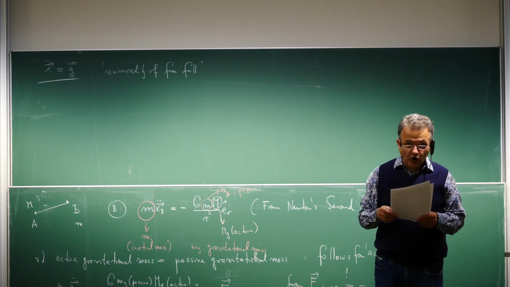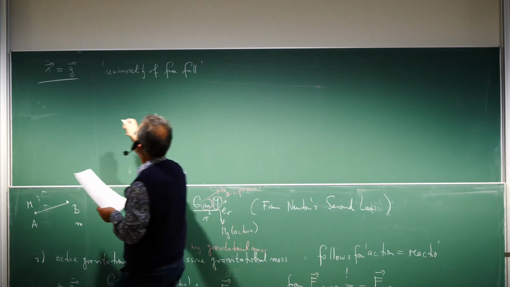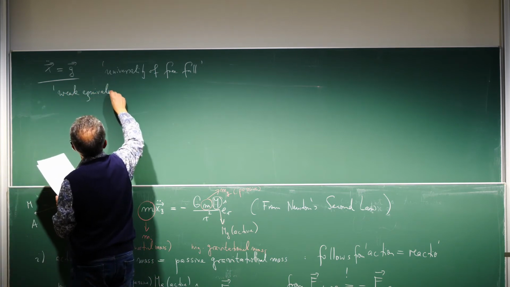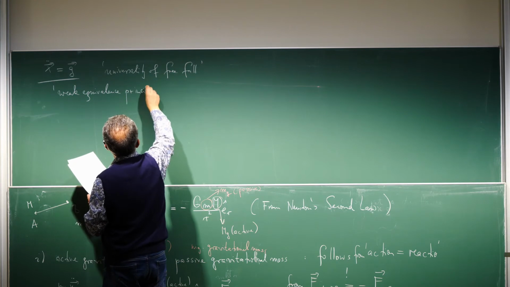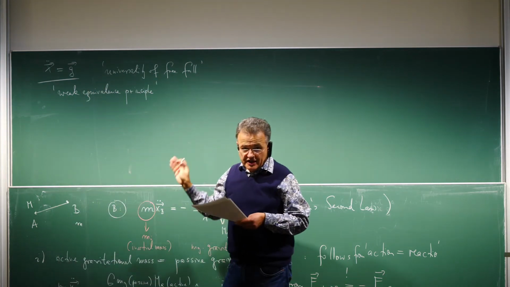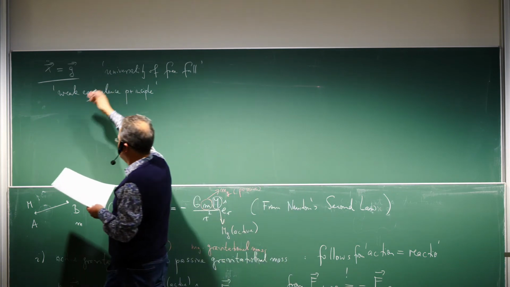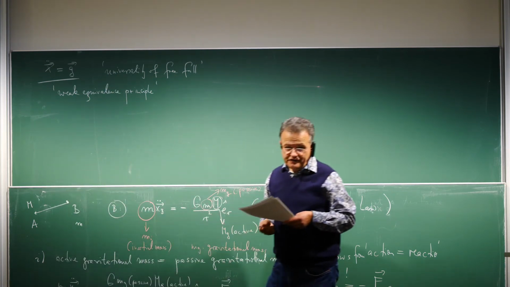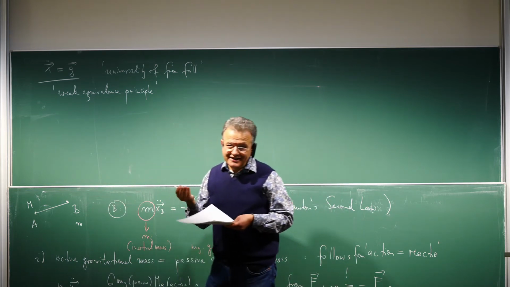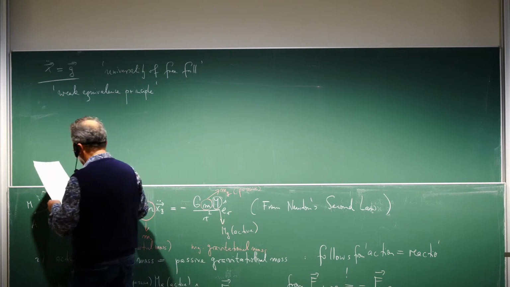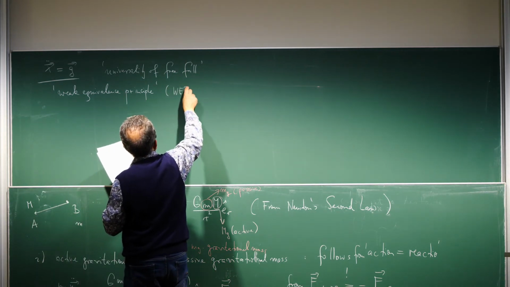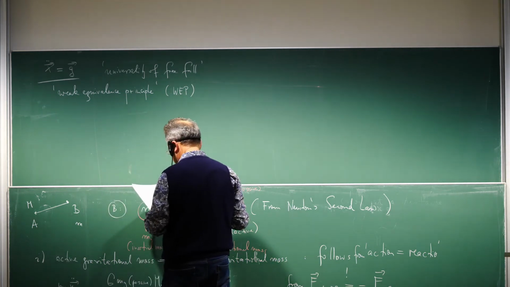Now this is also called the weak equivalence principle. This equivalence refers to the equivalence between gravity and inertia, and weak means this statement that the two concepts of masses are the same, which means that there are, as you will see, more general notions of equivalence principle. So we use the acronym WEP for that.